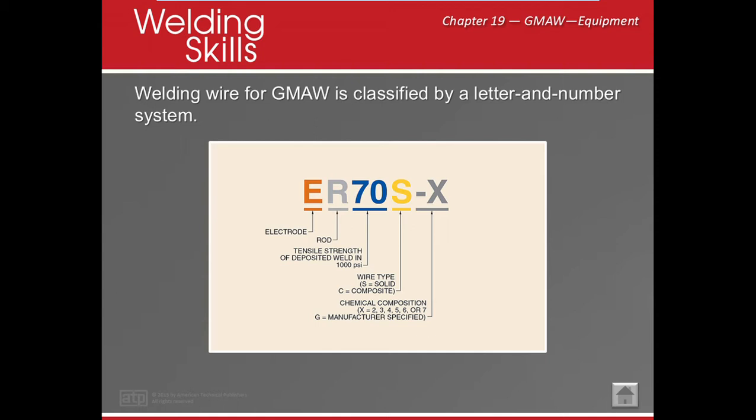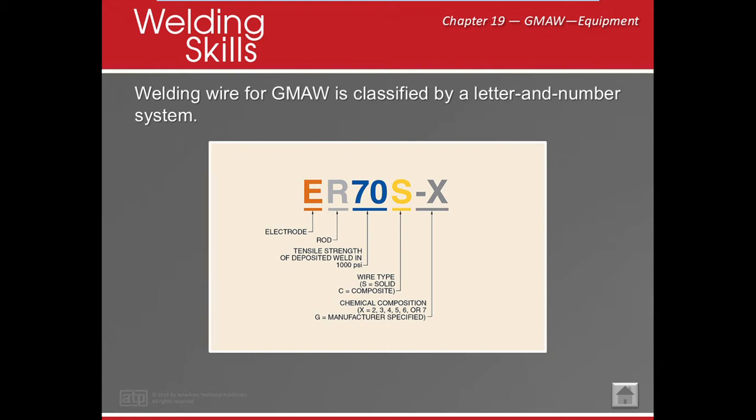Now, the next letter, S, stands for solid. There could be other letters here. The letter T stands for tubular, which is used for FCAW. There can also be the letter C, which is for composite materials, and those are used for specialty and production materials. And then after that, there's an X. The X is actually a placeholder, and there'll be numbers after that dash that tell the user the composition or what's been added to this. So there's a 2, a 3, 4, 5, 6, or 7.